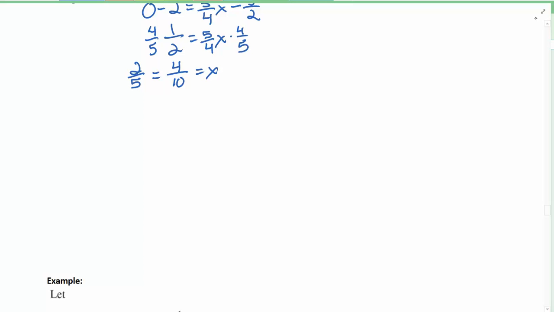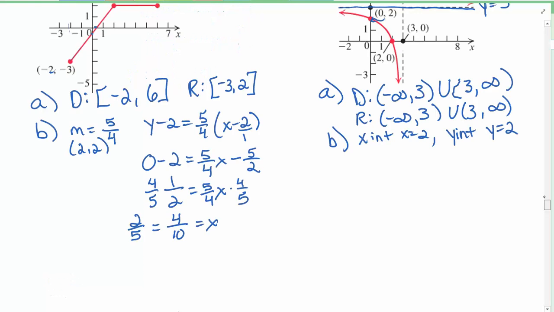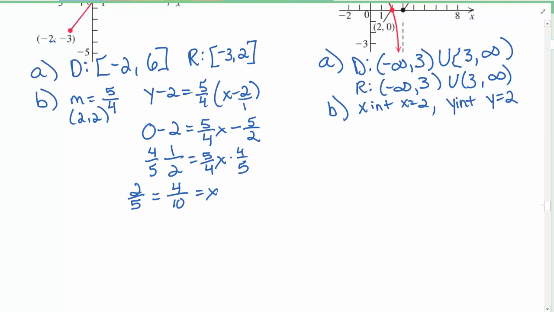So taking our equation of our line, which was, let me find it, y minus 2 equals 5/4 times x minus 2. So now I'm going to plug 0 in for x. So I'm going to have y minus 2 equals 5/4 times 0 minus 2. And so this is just going to simplify on that side. So this will be y minus 2 equals, 2 goes into 4 2 times, so this is negative 5/2, right?